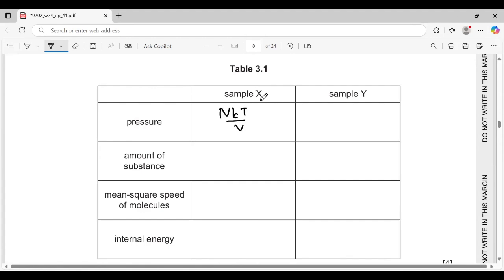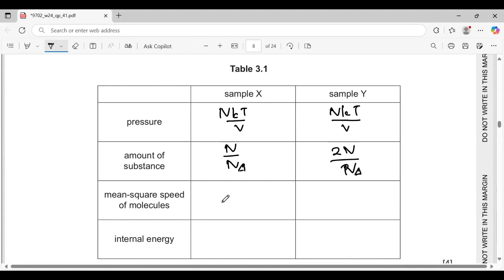Sample X and sample Y also have the same p over V. Why? Because it behaves as an ideal gas. Okay, the same ideal gas. So next, for amount of substance, this is N over N A. Sample Y has twice the number of particles N, so it's going to be 2N over N A.